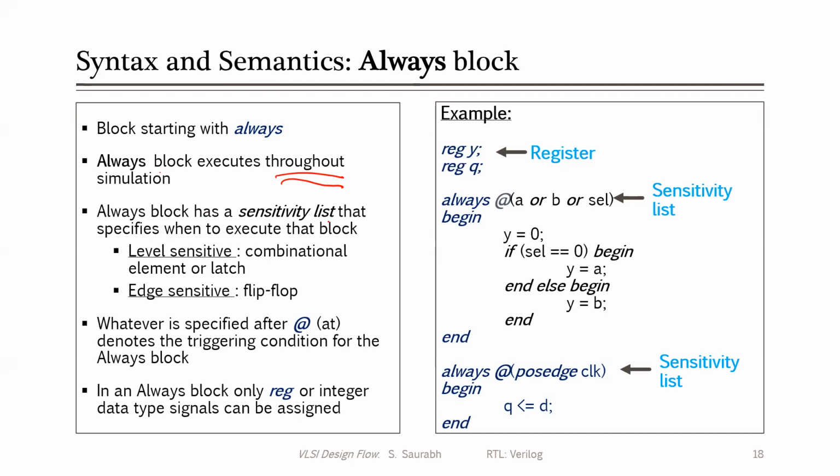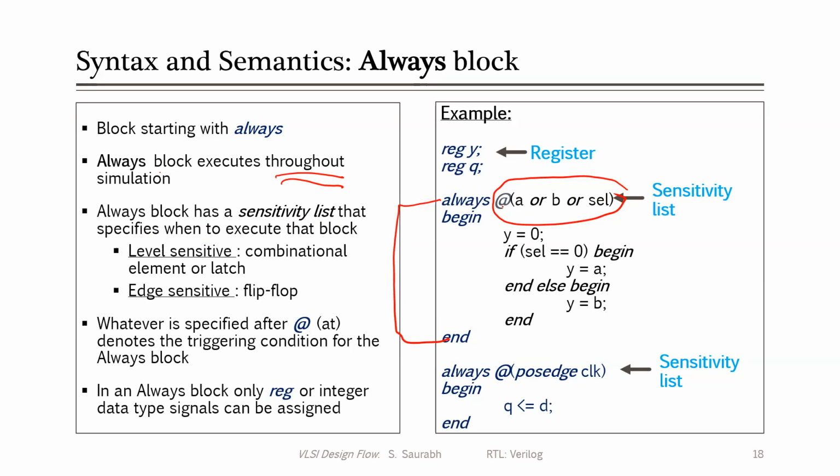An always block has a sensitivity list that specifies when to execute that block. So this is your always block, and you have got the sensitivity list. This sensitivity list says when this block's execution should start.